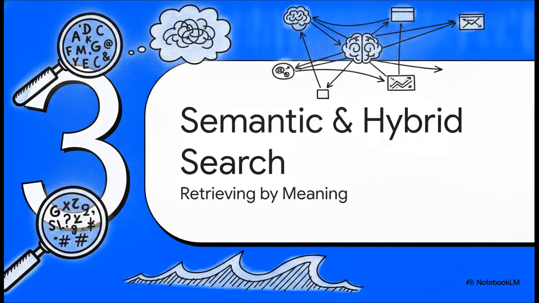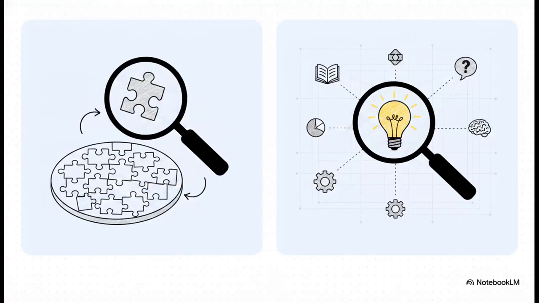Which brings us to Section 3, semantic and hybrid search, retrieving by meaning. The core difference here is pretty profound. Lexical retrieval is superficial. It's just asking, do these exact letters appear in the document? Semantic retrieval, on the other hand, asks, does this document mean the same thing as the user's query? And it achieves this magic by using vector embeddings, essentially mapping abstract concepts into a mathematical space.